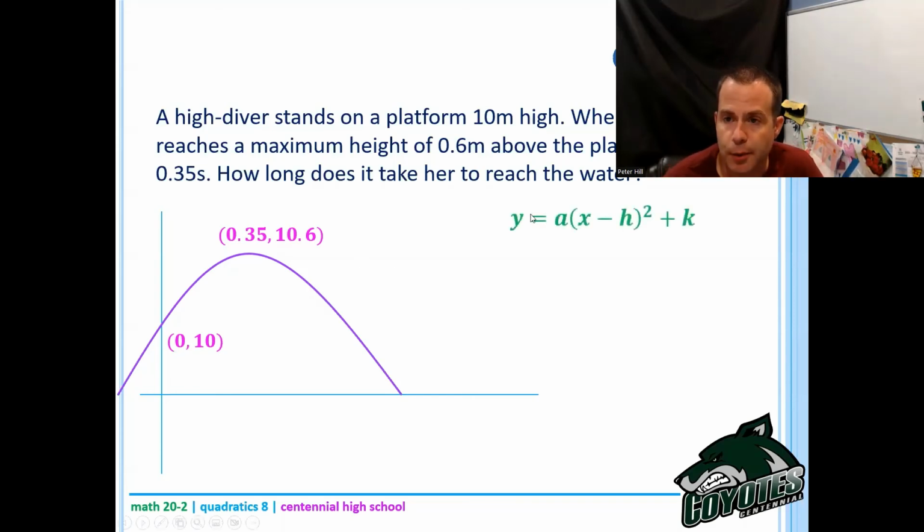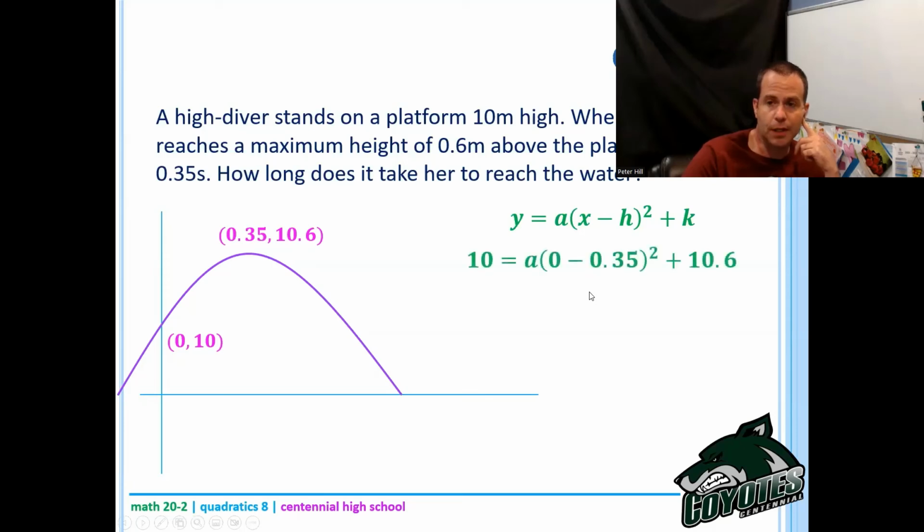So I start with my equation, y equals a(x minus h) squared plus k. That's the vertex form of a quadratic. Okay, I'm going to plug 10 in for y. I don't know a, I'm going to solve for that guy. I'm going to plug the 0 in for x, the 0.35 in for h, and the 10.6 in for k. Okay, so I've done that.